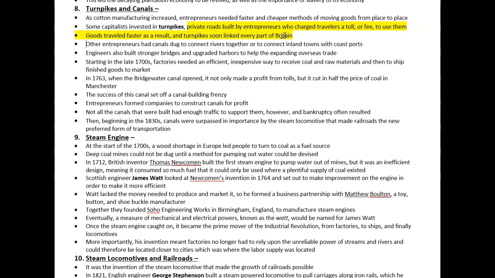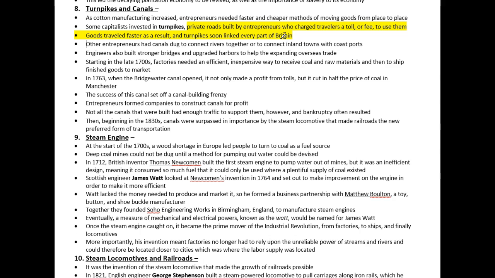Other entrepreneurs had canals dug to connect rivers together or to connect inland towns with coastal ports. Engineers also built stronger bridges and upgraded harbors to help the expanding overseas trade. Starting in the late 1700s, factories needed an efficient, inexpensive way to receive coal and raw materials and then to ship finished goods to market. In 1763, when the Bridgewater Canal opened, it not only made a profit from tolls, but it cut in half the price of coal in Manchester.